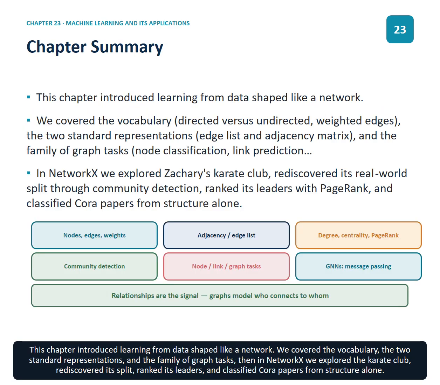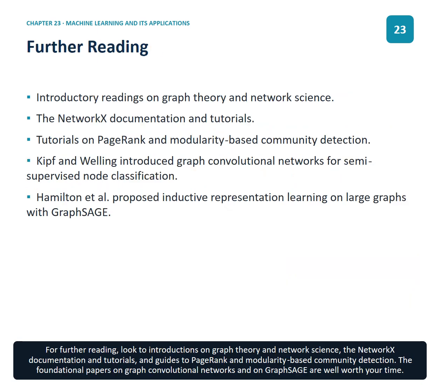This chapter introduced learning from data shaped like a network. We covered the vocabulary, the two standard representations, and the family of graph tasks. Then in NetworkX, we explored the Karate Club, rediscovered its split, ranked its leaders, and classified Cora papers from structure alone. For further reading, look to introductions on graph theory and network science, the NetworkX documentation and tutorials, and guides to PageRank and modularity-based community detection.